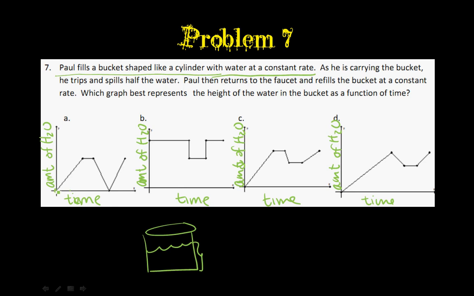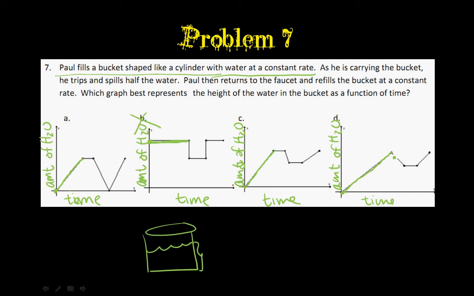So if we start with an empty bucket, which we assume it's empty, and we fill it up so the amount of water increases, A makes sense. B doesn't make sense because he's starting with water already in the bucket and then he doesn't change the amount of water, so that totally doesn't make sense. The other 2 are the same as A, so they both make sense.